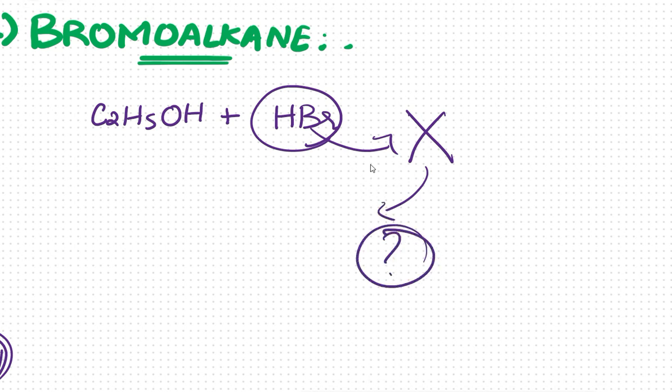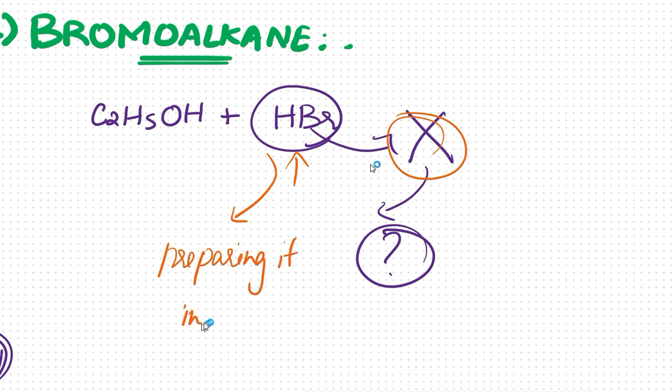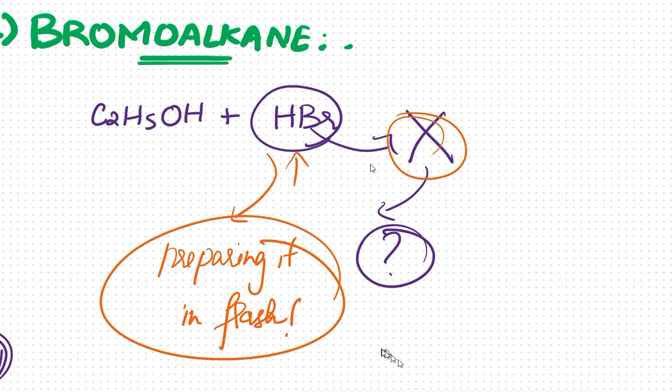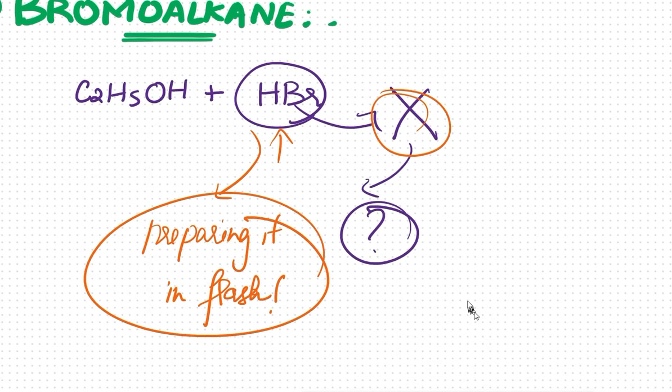You might be asking, then how do you prepare this bromoalkane if you're not using hydrogen bromide? Well, we do use hydrogen bromide, but we do not use it directly as a prepared product. First we have to prepare hydrogen bromide in the flask itself, so that after it is prepared, it reacts directly with the alcohol. Let me give you a better picture of this.